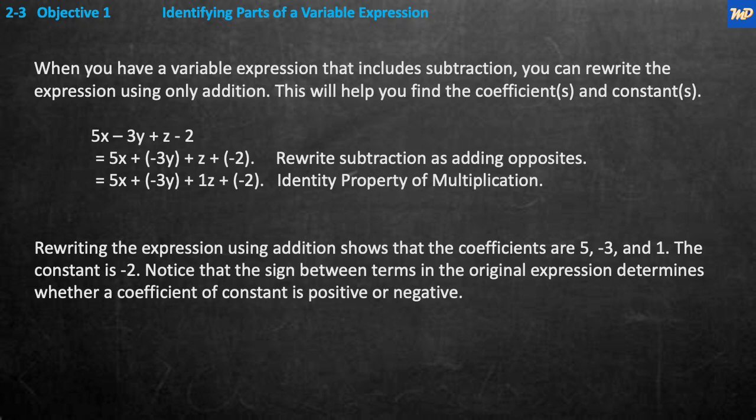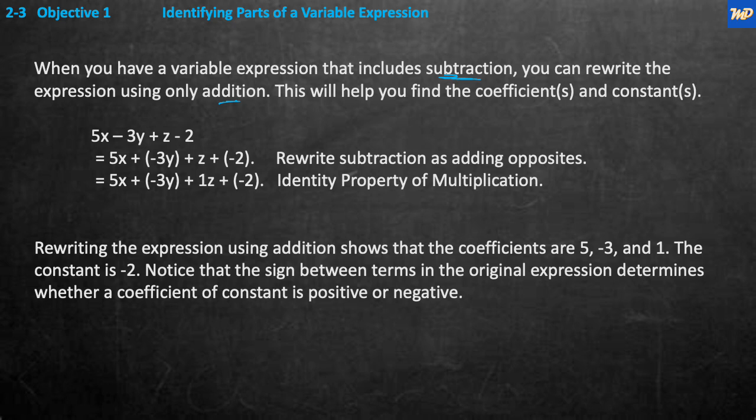Objective 1, identifying parts of a variable expression. When you have a variable expression that includes subtraction, you can rewrite the expression using only addition. This will help you to find the coefficients and the constants. Let's look at this example here. We have 5x, minus 3y, plus z, and minus 2. So these are the negatives they're talking about up here. When we have subtraction in the problem, we can rewrite it as addition only.